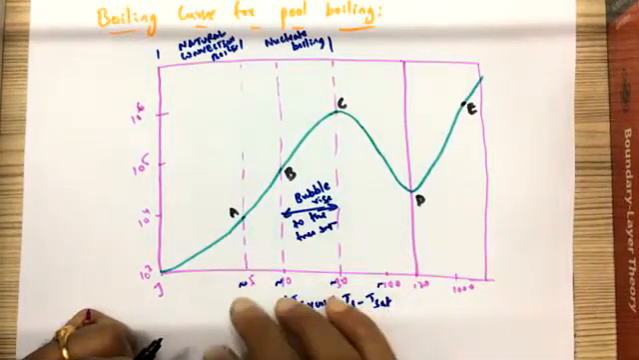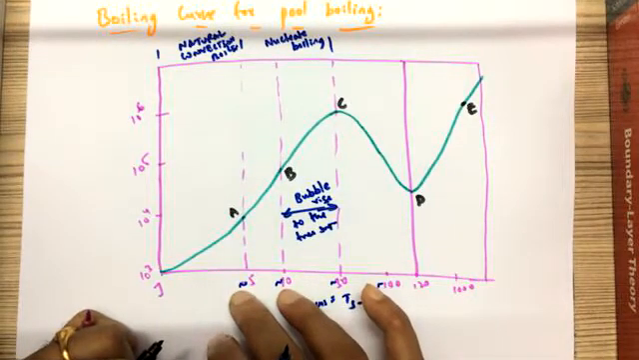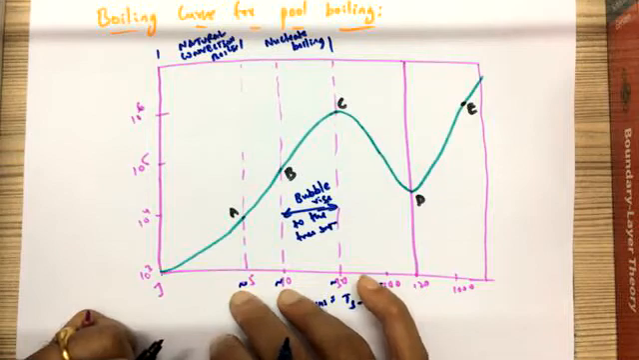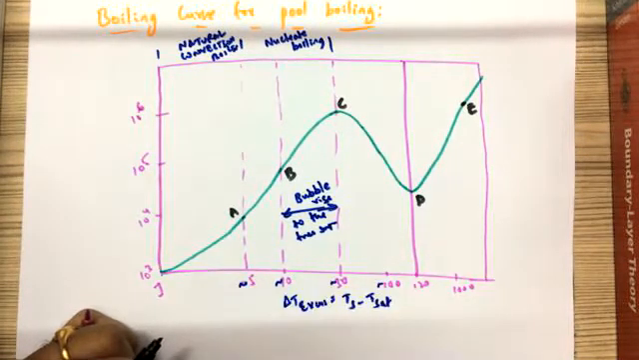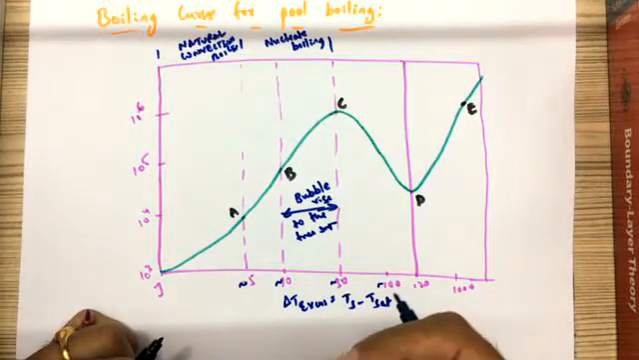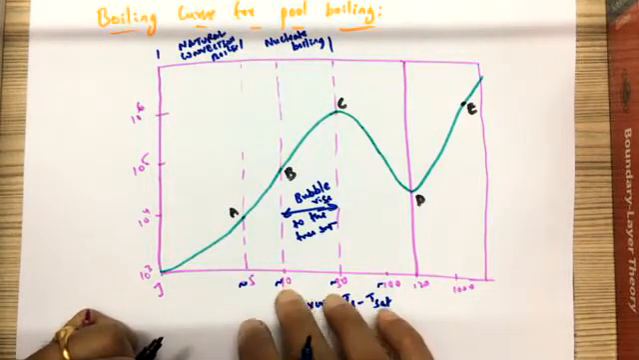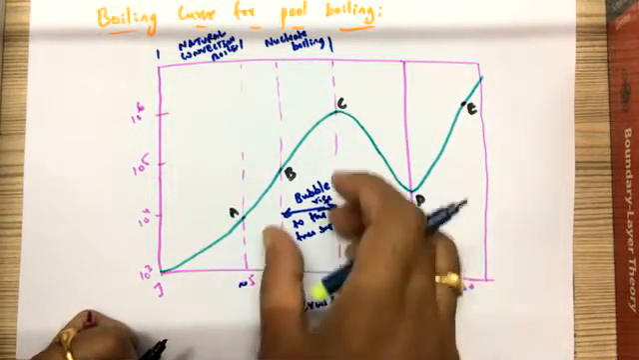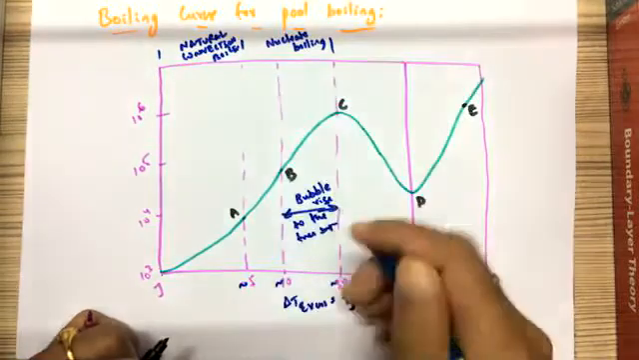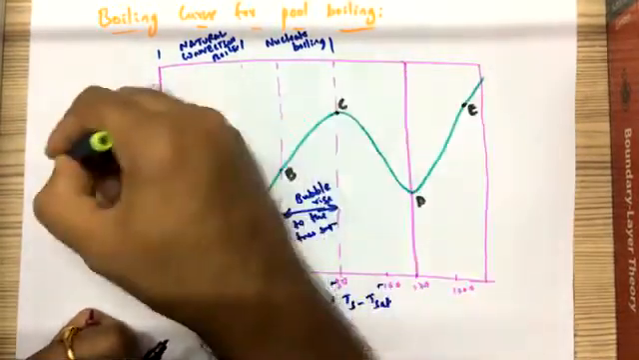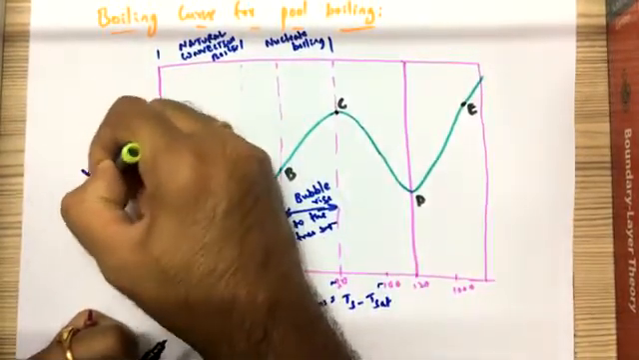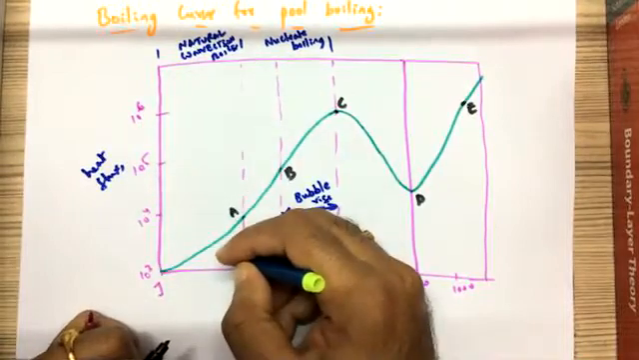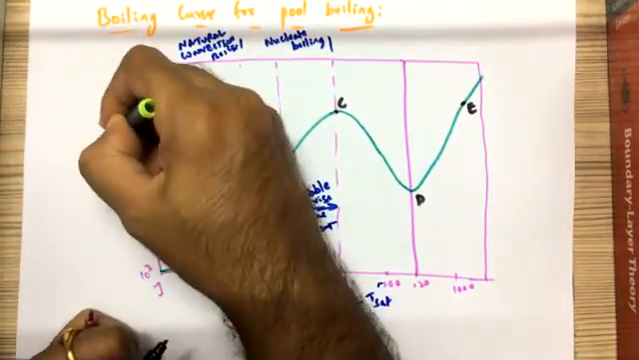But when the delta T is in between 5 to 10, the frequency of bubble generation is very, very high. More bubbles are being generated, but they may not reach the top. But when delta T is in 10 to 30 degrees Celsius, you will see the bubbles rising to the top. And you will see here, this is heat flux, watt per meter square.